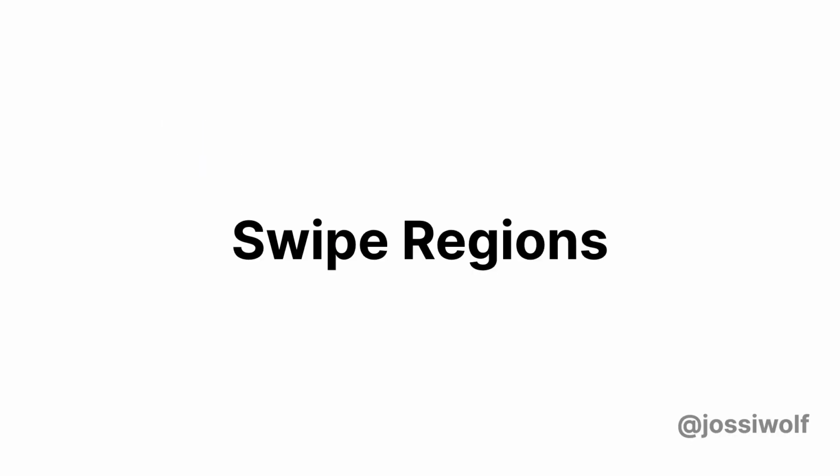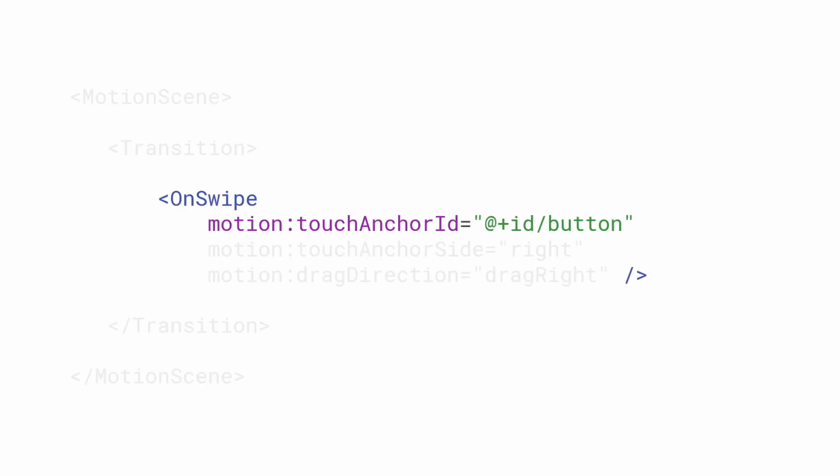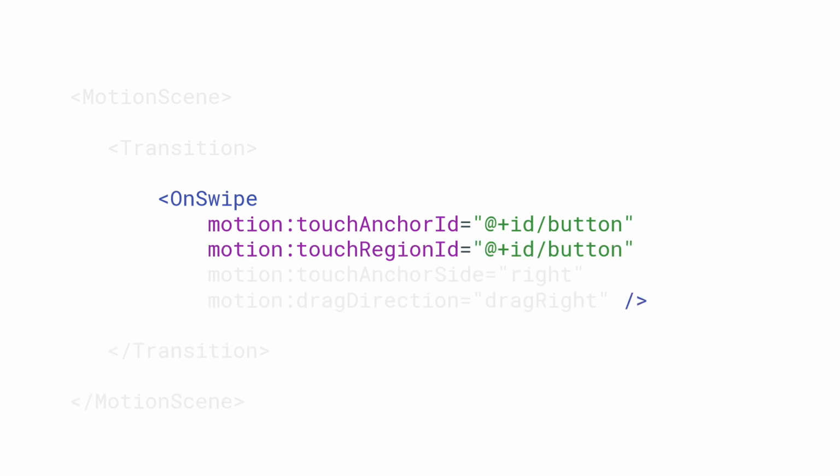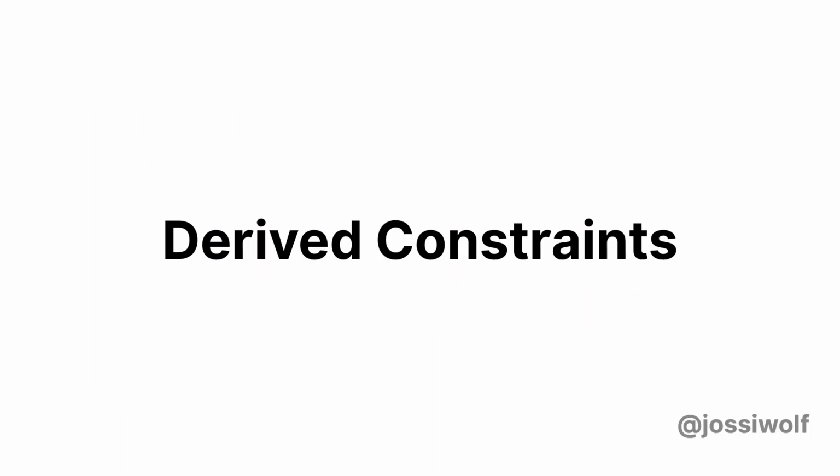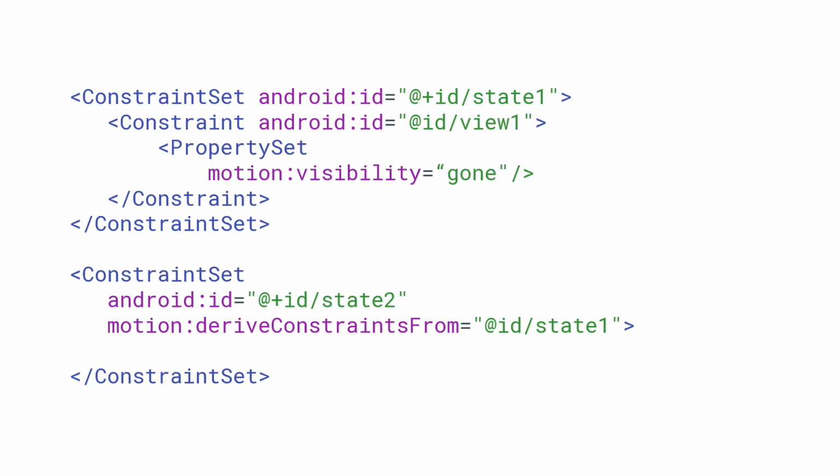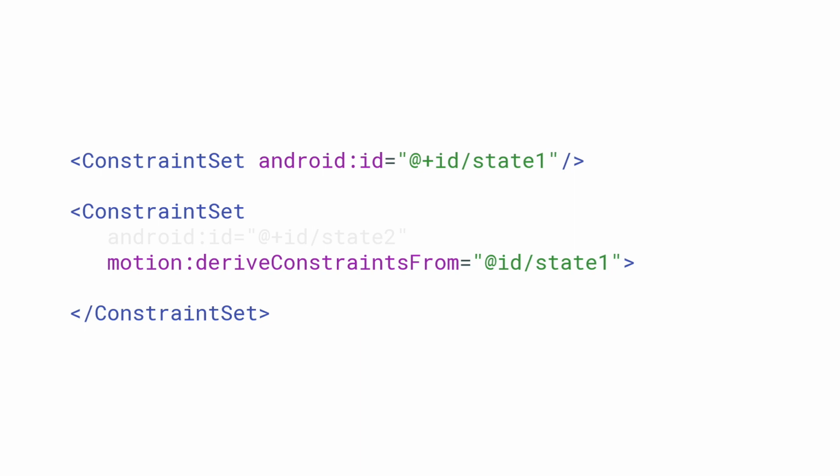Swipe regions, another thing I mentioned earlier, is like right now MotionLayout listens for touches on the whole layout. So next alpha version, you're going to be able to restrict the touches using touch region ID, so it's only going to listen for touches on this specific view. There's also derived constraints which are coming, so it's basically inheritance for constraint sets, which is again really awesome to make sure you don't repeat yourself. So yeah, it comes down to having this tag, which is derived constraints from. So you can define a new state, which is based on the old state, and then another new state, and so on. So that's all pretty awesome.